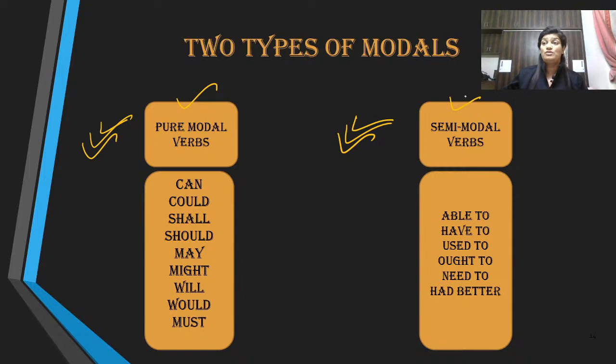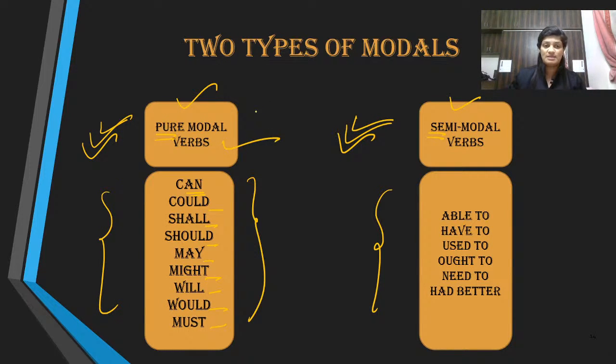And talking about two different types of modals, the first ones are called pure modals, and the second ones are called semi-modals. Why do we call them that? Take a look at them. Now, can is a pure modal. Could, shall, should, may, might, will, would, must. All these are pure modals. Write these names in the group and send them across. Pure modals. And these are semi-modals.